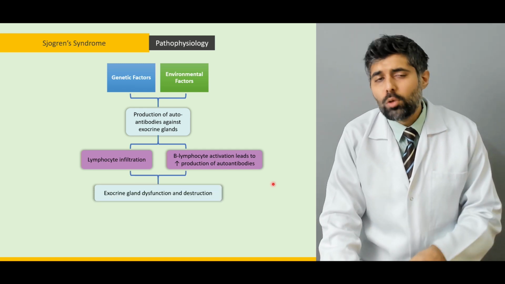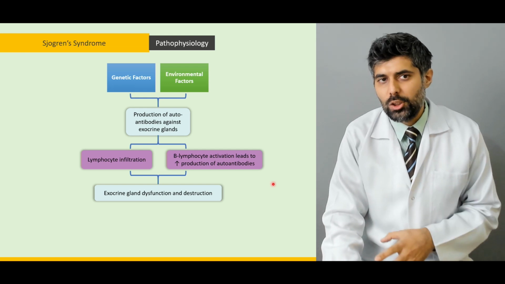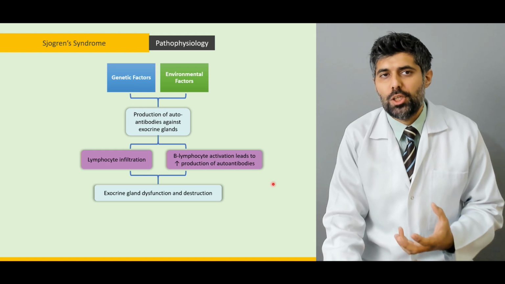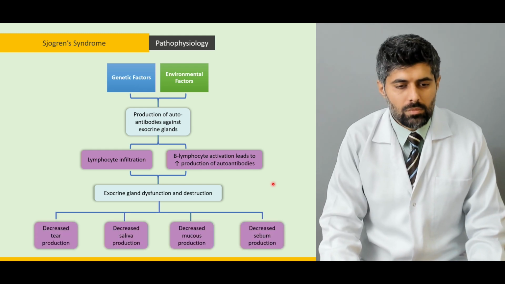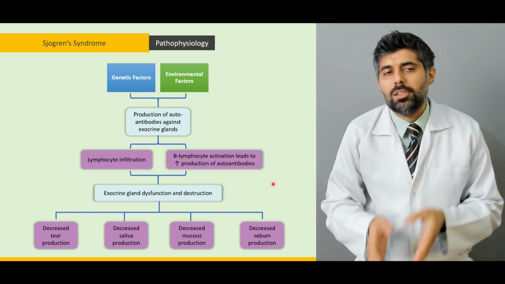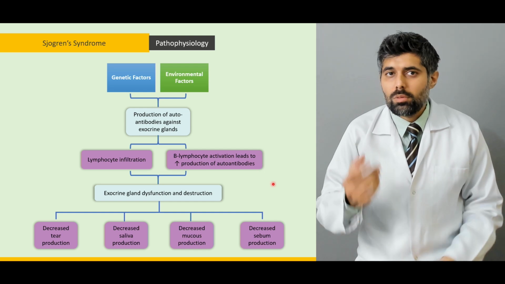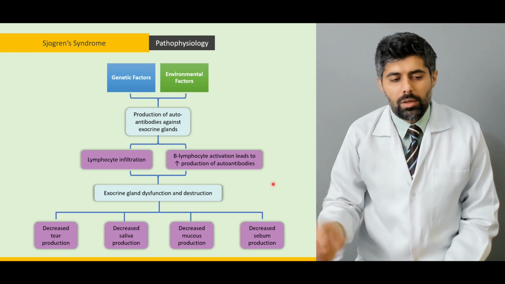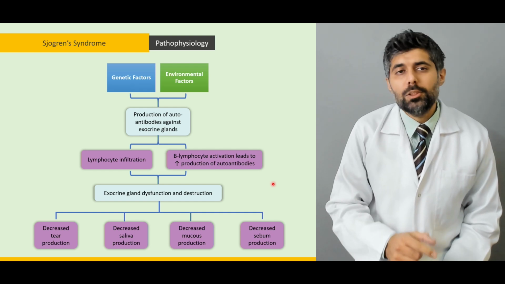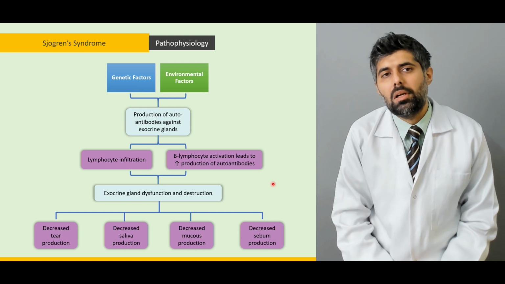So both of these particular scenarios result in the dysfunction of the glands and the destruction of the tissue. So when they are dysfunctional and there is the obliteration of the tissue, we have four distinct scenarios. One, there is decreased tear production. That is due to the infiltration and dysfunction of the lacrimal gland.